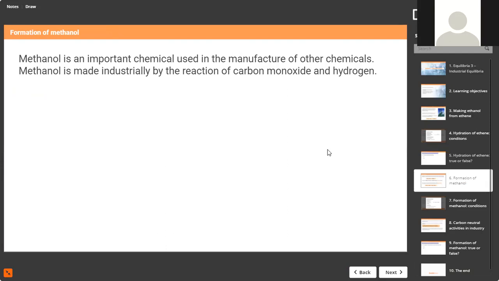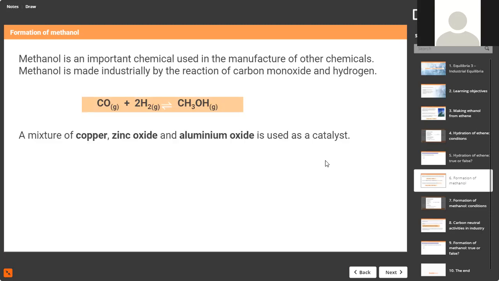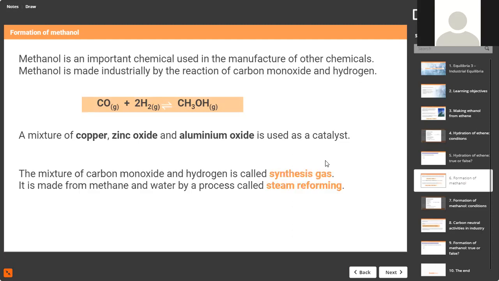Methanol is an important chemical used in the manufacture of other chemicals. Methanol is made industrially by the reaction of carbon monoxide and hydrogen. So we have carbon monoxide plus hydrogen and we make methanol. We had a little look at this earlier when we were doing our equilibrium constants. A mixture of copper, zinc oxide and aluminium oxide are used as our catalysts. The mixture of carbon monoxide and hydrogen is called synthesis gas, and it is made from methane and water by a process called steam reforming.